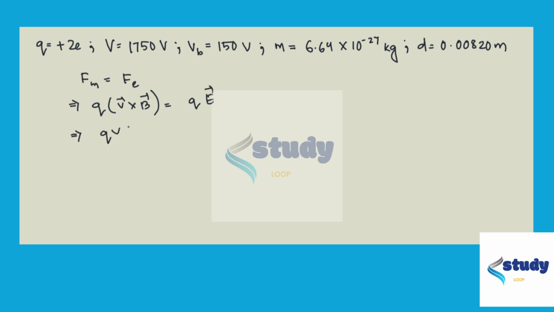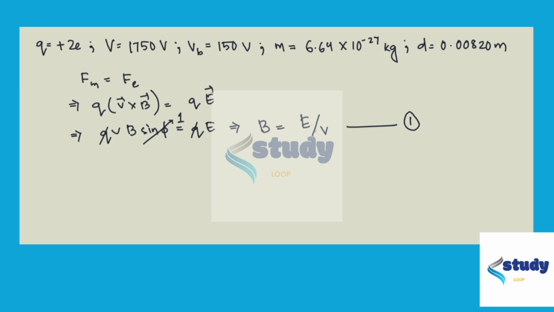So this is equal to Q times V times B sine phi. This is Q times E. And we just need to worry about the magnitudes now. So Q cancels out, and phi is 90 degrees over here. So sine phi will just be equal to 1. This means that the magnetic field is electric field over the velocity of the alpha particle. So let's call this equation 1 that we will use later.